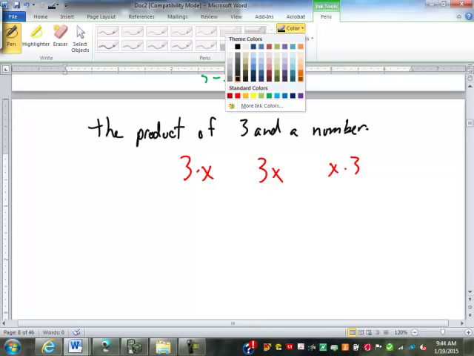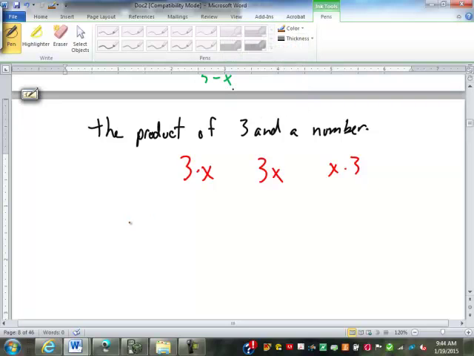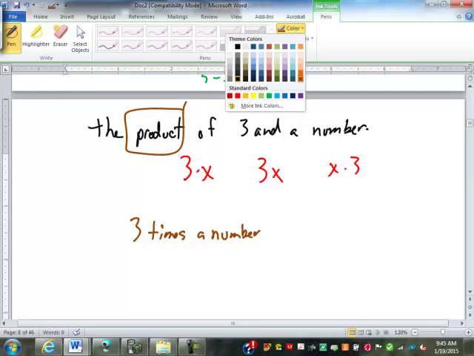But there are other phrases. You could have 3 times a number, a number multiplied by 3, all sorts of phrases that would indicate multiplication. But the big key word there again is product. Just like sum and difference, product describes multiplication.